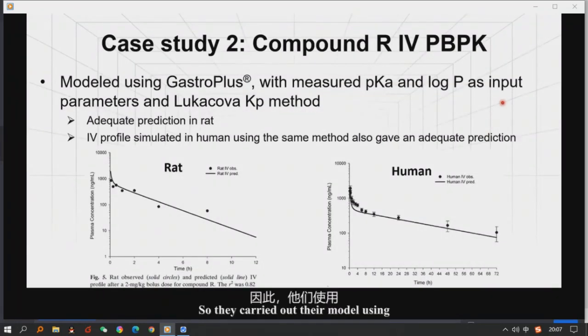So they carried out their modeling using GastroPlus, and they used the Lukacova default Kp method with measured pKa and log P as inputs. And this approach adequately predicted the pharmacokinetics in the rat following IV dosing, as you can see from the figure here. They then used this approach to simulate the IV profile in human, and this also gave an adequate prediction, as you can see in the plot of the figure on the right-hand side.